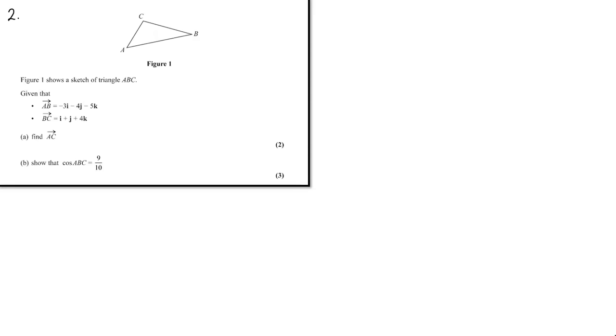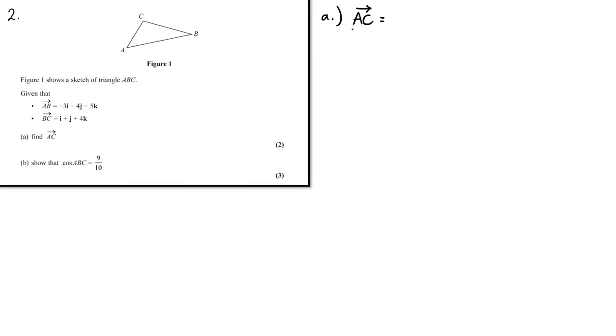Moving on to question 2 now, we have a question here taking a look at vectors. So we're given figure 1, which shows a sketch of triangle ABC. We're given that 2 vectors here. The vector AB is equal to minus 3i minus 4j minus 5k, and the vector BC is equal to i plus j plus 4k. So for part A, we're asked to find the vector AC.